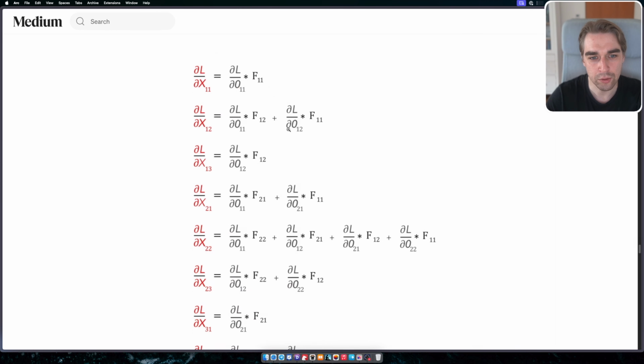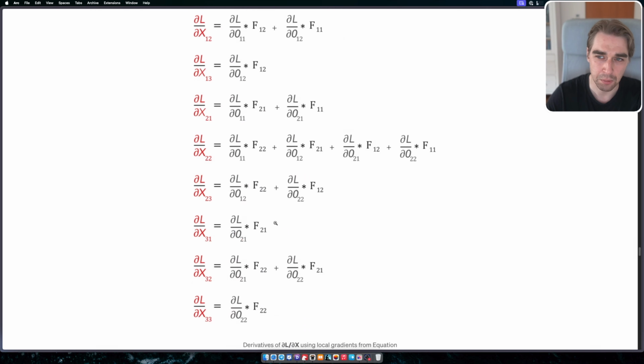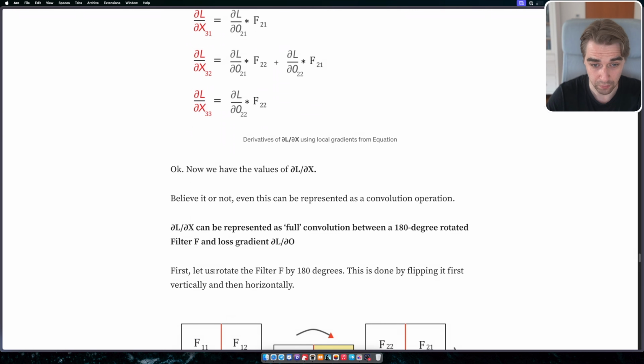So there is 1, 2, 1, 2, 4, 2, 1, 2, 1. So there is definitely some pattern. Now we have the values. Believe it or not, even this can be represented as a convolution operation. dL by dx can be represented as a full convolution between the rotated filter f and the loss gradient.